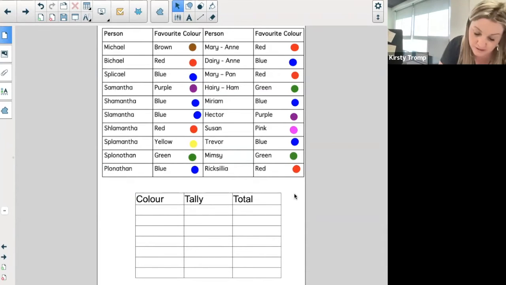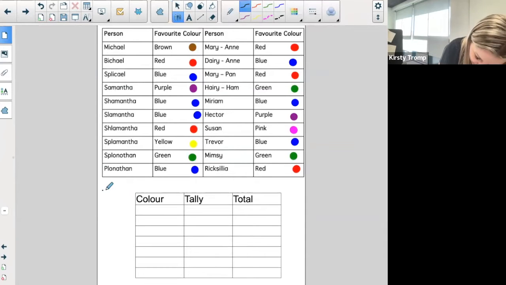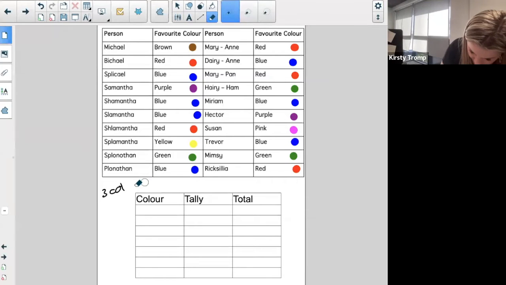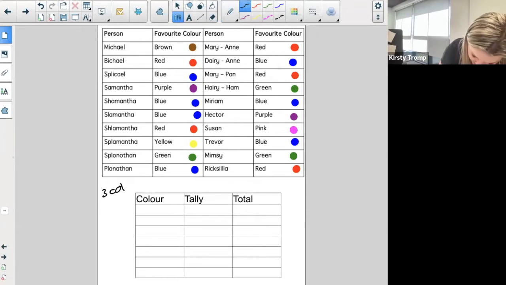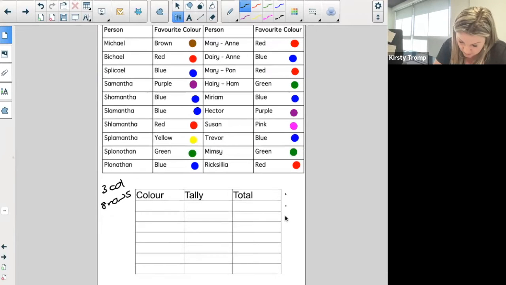So I did 3 columns here for you. Doesn't want to let me write. There we go. Okay, 3 columns and 8 rows. Somebody said to me 7 rows, so I'm including this one. 1, 2, 3, 4, 5, 6, 7, 8 altogether. Cool.